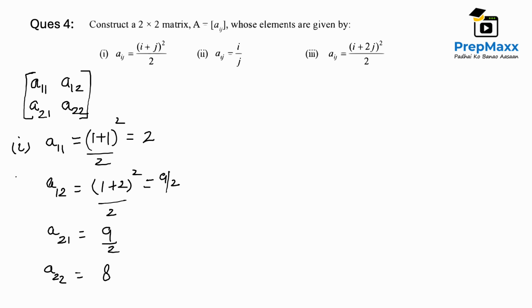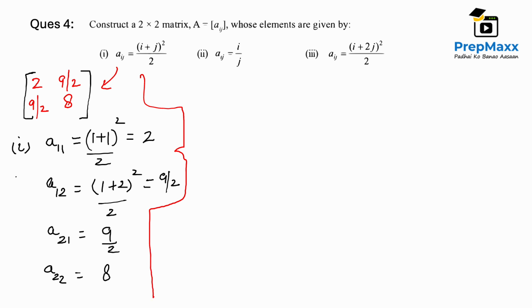So what is going to be the matrix? If I have to write the first matrix, so a11, a12, a21 and a22, all 4 elements I have. So the matrix is going to be 2, 9 by 2, 9 by 2 and 8. So this is going to be the matrix from the first general formula, right? Then let's solve the second part of this question.